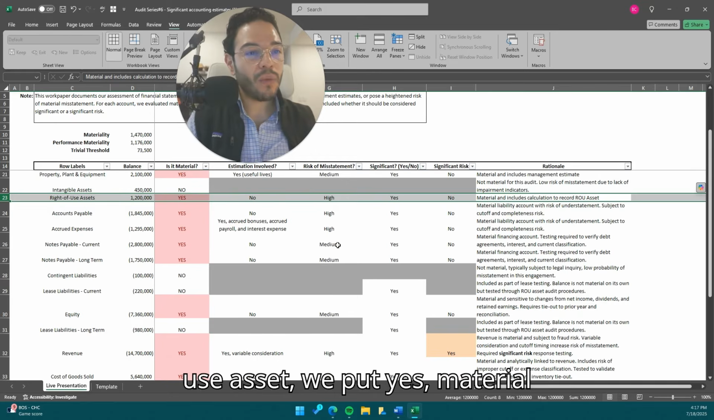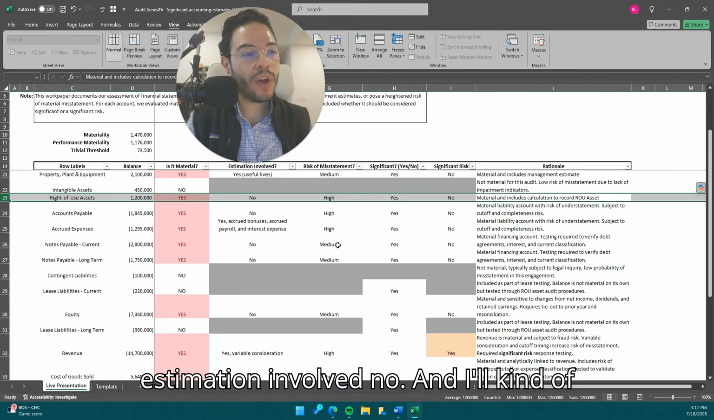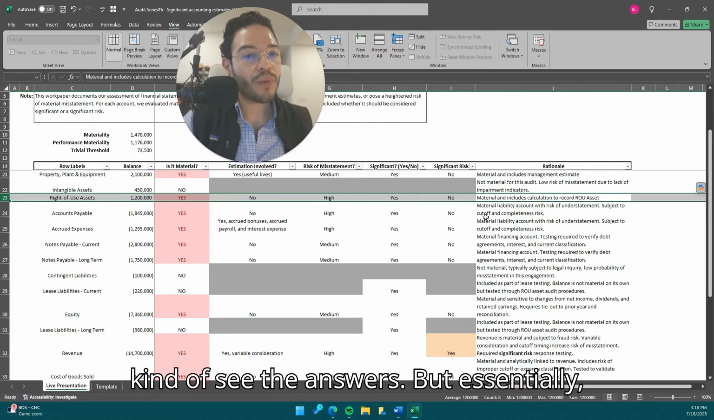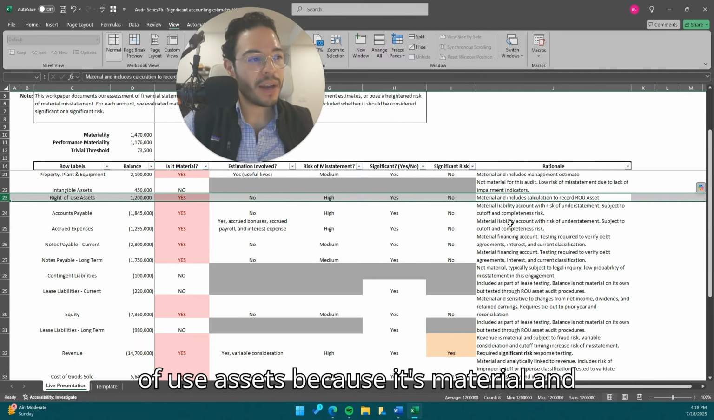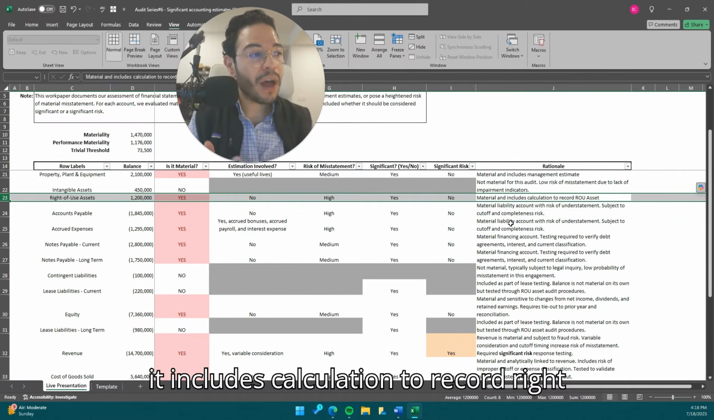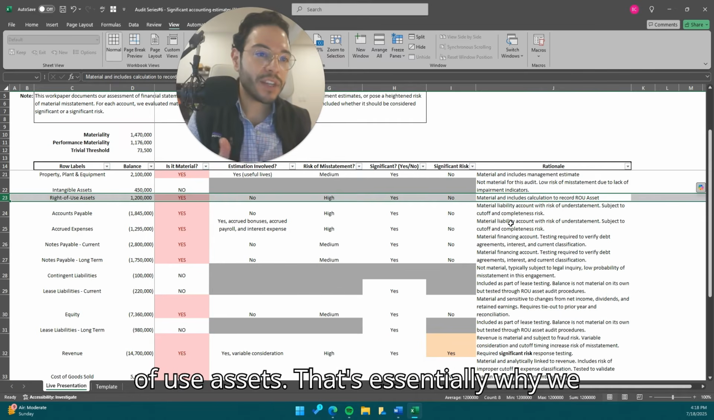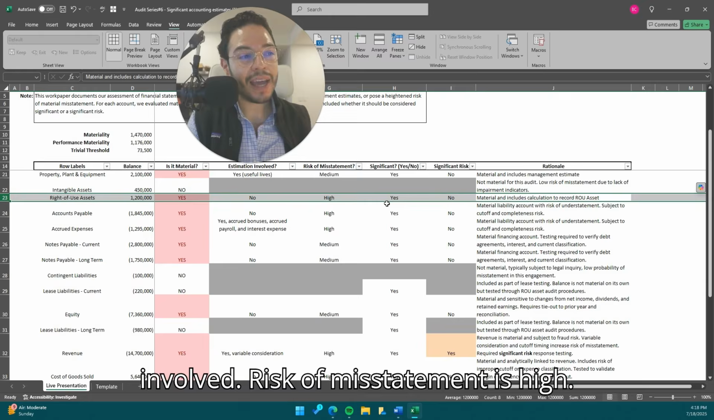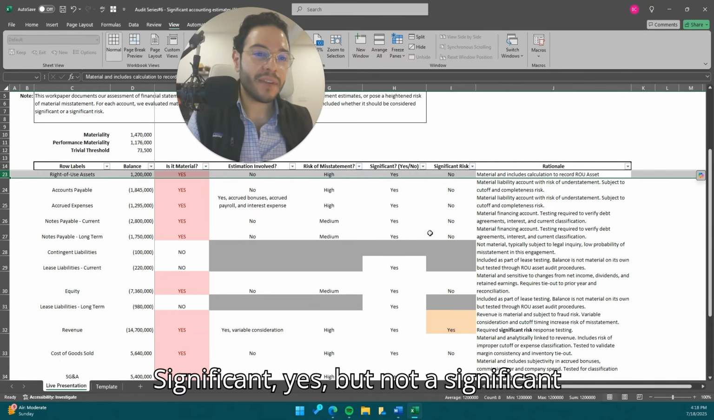Right of use asset, we put yes, material; estimation involved, no. And I'll go through these quickly. You guys can see the answers. But essentially, we came up with our rationale for right of use assets because it's material and it includes calculation to record right of use assets. That's essentially why we said it's material. There's an estimate involved. Risk of misstatement is high. Significant, yes, but not a significant risk.